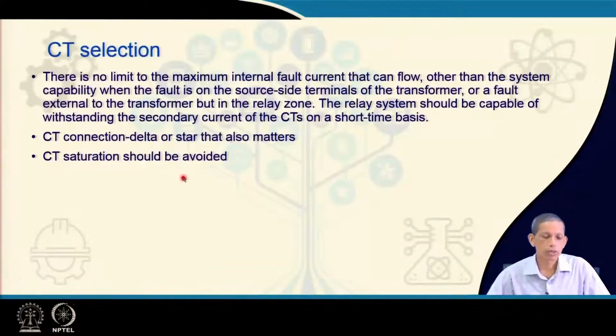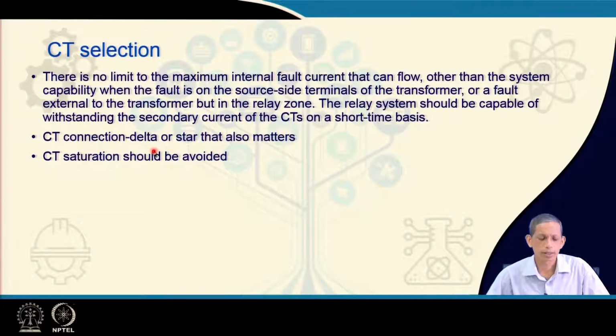Now, further going to the CT selections, for the maximum internal fault, the level of current which will be there, the CT should be able to sustain that level of current for that momentary fault duration. Also, the secondary side of the CT, where the corresponding relay and terminals will be there, must be compatible with that large amount of current in the system.